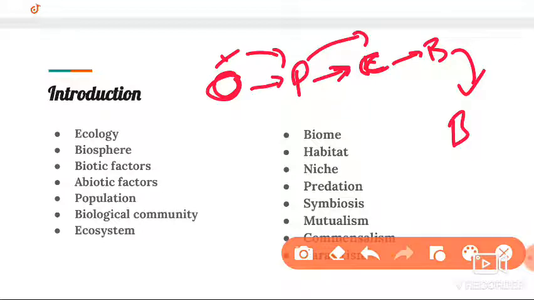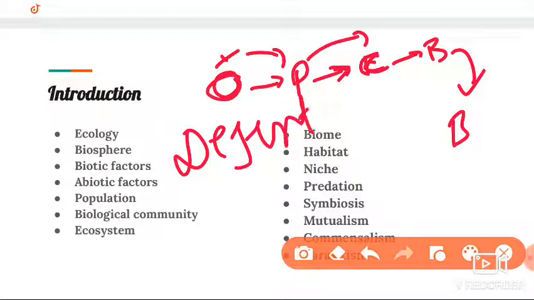Coming to biomes, for example, you can take desert. Desert is one biome. It includes all the animals, plants and microorganisms, everything. It comes under a single biome. Along with that, you can take the forest. Forest is also a biome, either a deciduous forest or a tropical rainforest, whatever it is. That is one biome.